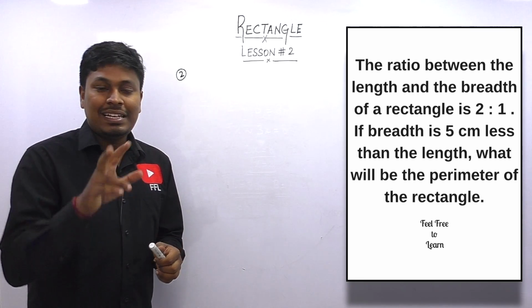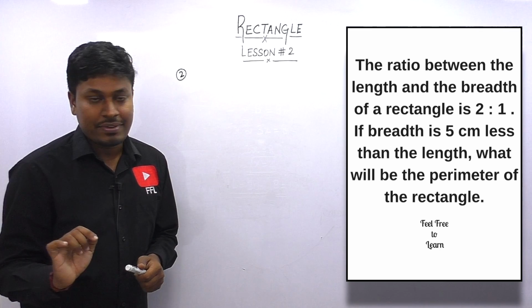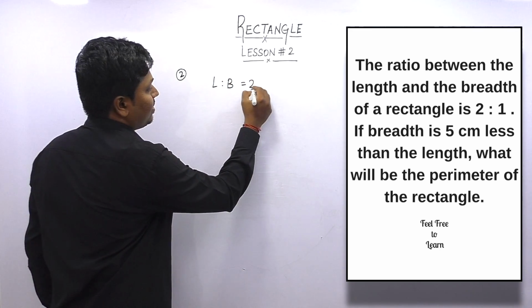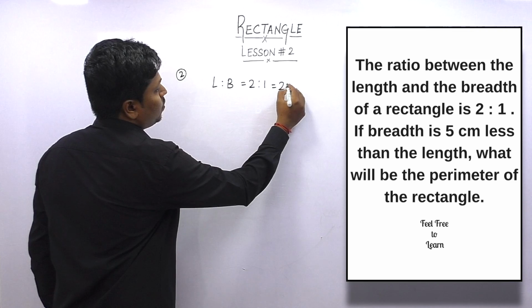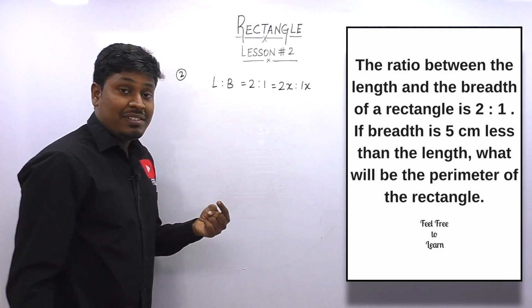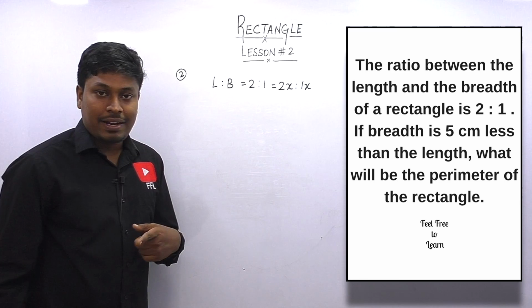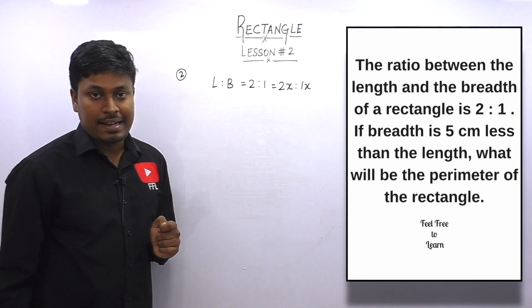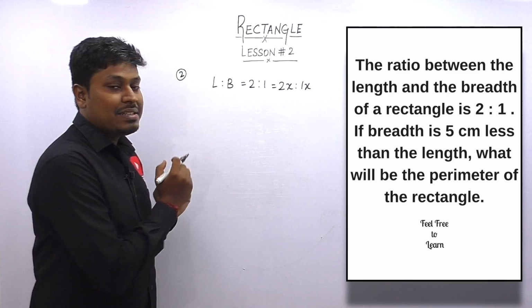So whatever be the difference of length and breadth will be 5. And also the length and breadth are given in the ratio 2:1. So let me take 2x as length and 1x as breadth. In the previous question our target was to find the area of the rectangle, but in this question our target is to find the perimeter of the rectangle. So first let me find the value of x.